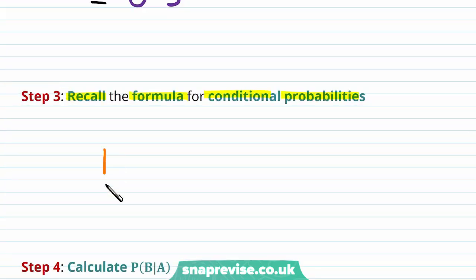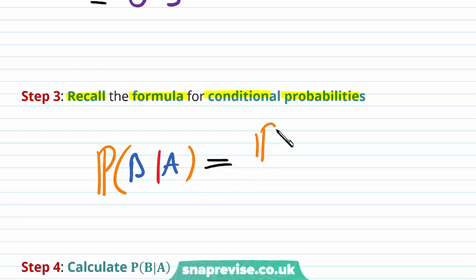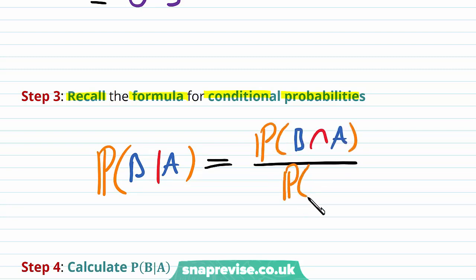Our third step is to recall the formula for conditional probabilities. We have that the probability of B, given that the event A occurs, is equal to the probability of B intersection A divided by the probability of A.